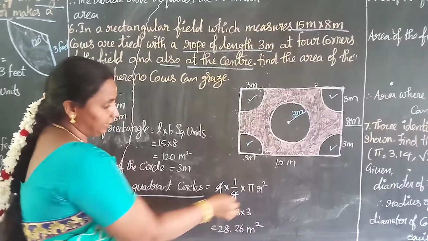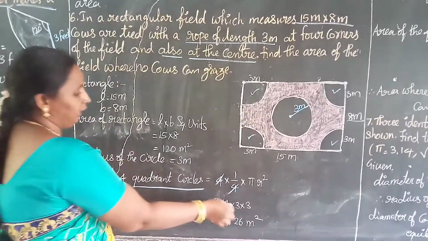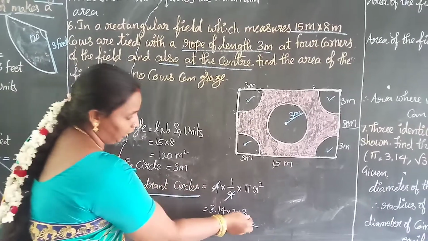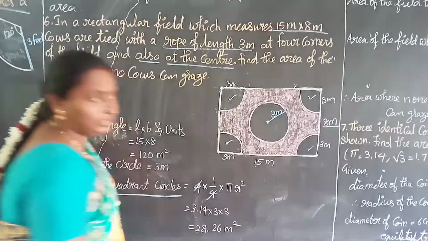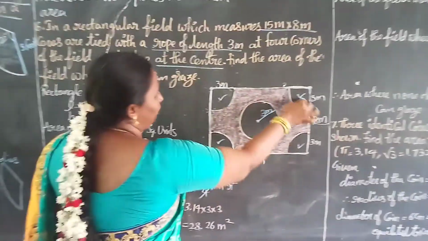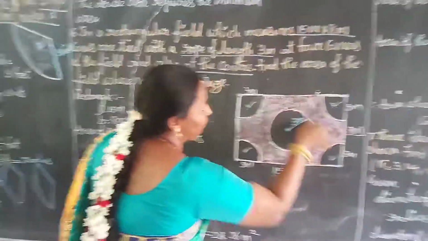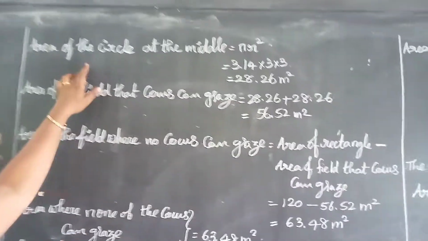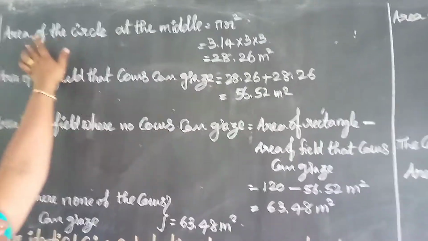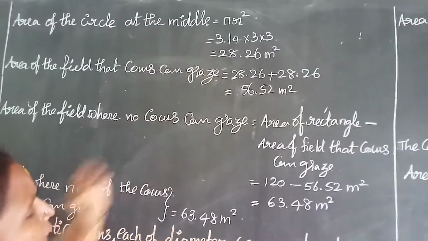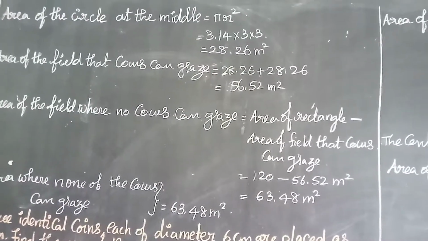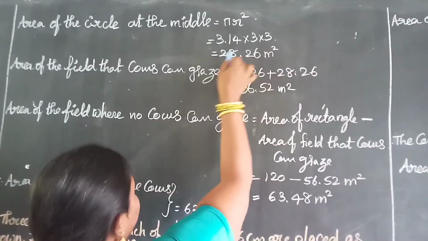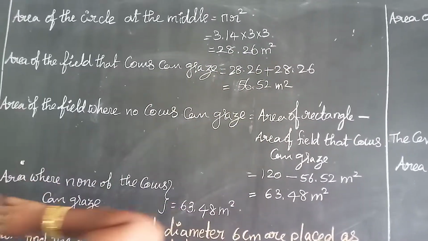So the 4 will get cancelled. Pi value 3.14 into r, here 3 meter, r square is 3 into 3. Multiply these numbers, you will get 28.26 meter square. So now I have found the area of these 4 quadrants. Next, the area of the circle at the middle. What is the area of a circle formula? Pi r square, which is equal to pi value 3.14 into r square, 3 into 3. Multiply these numbers, you get 28.26 meter square.